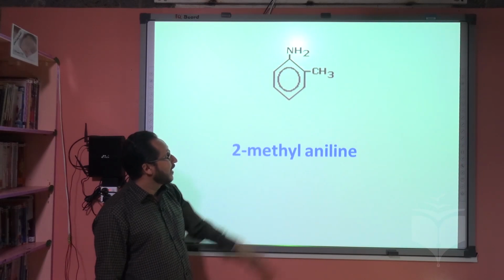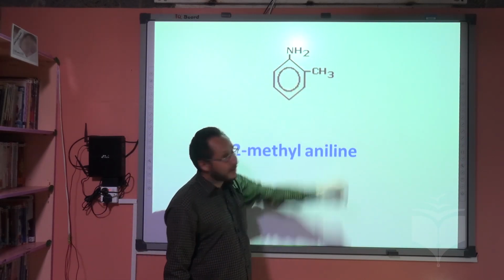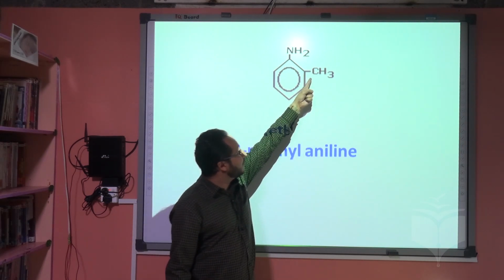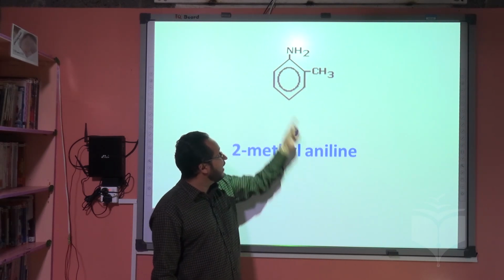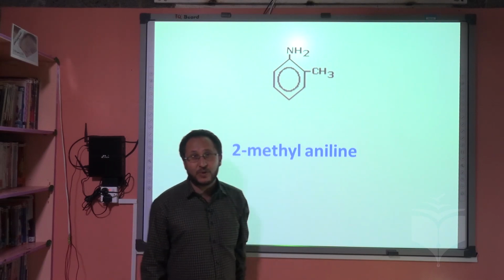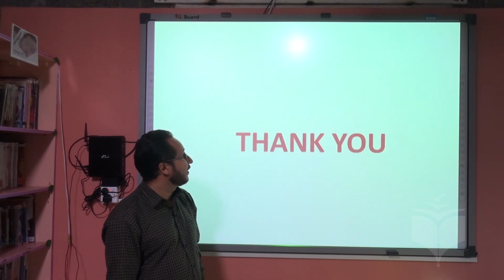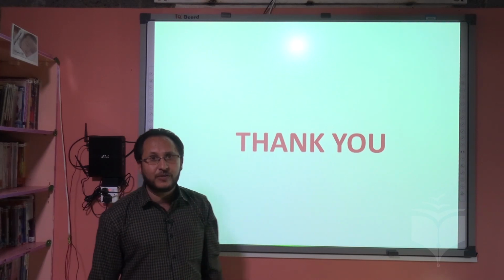And here we have this one, this is carbon number 1, this is carbon number 2. So at carbon number 2, we have a methyl group. And the benzyl ring with the NH2, what do we call it? We call it aniline. So up to here, thank you for listening.